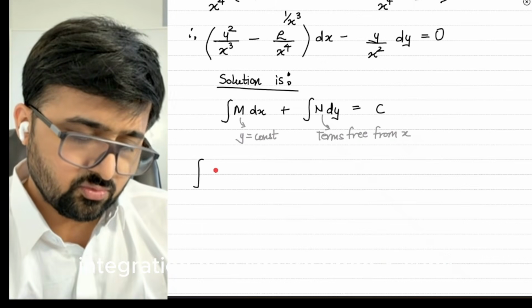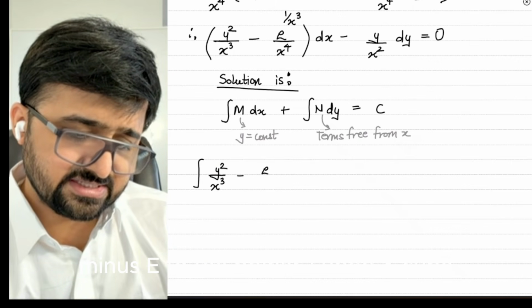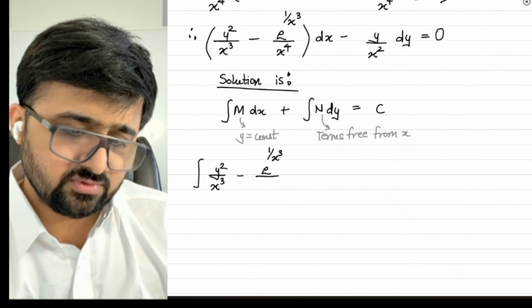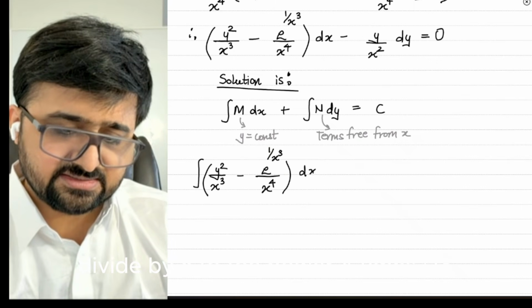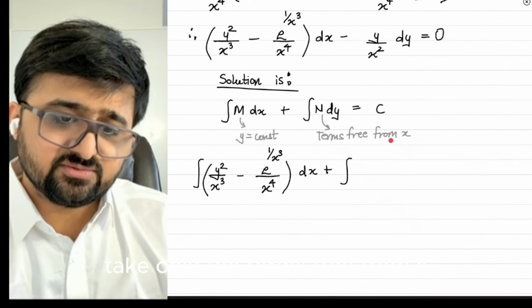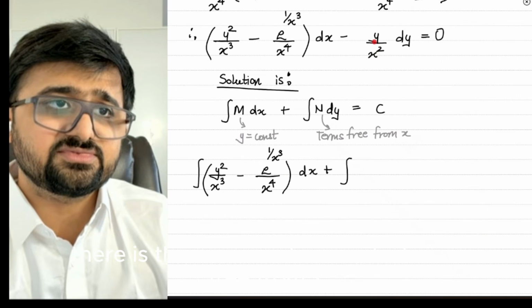So we have the integration of y square upon x cube minus e to the power 1 upon x cube divided by x to the power 4 times dx, plus the integration of, take only the terms free from x. N is this. Take the terms free from x. There are no terms which are free from x.